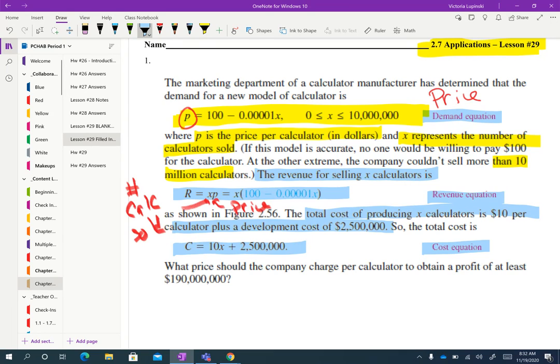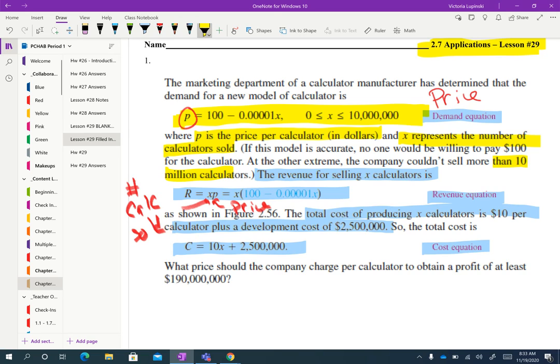So more often than not, you'll be given some or all of these equations, but you do have to make sure that you understand not only what letters are being used for them, but also what they mean. So again, the price is the price at which you're going to sell the calculator. The revenue equation is how much money the company is expecting to take in when they sell their calculators for a certain price. And then the cost equation is how much it costs the calculator to actually develop and sell.